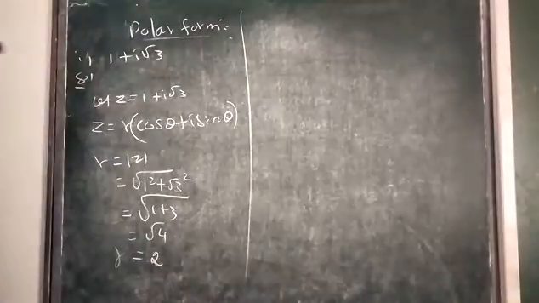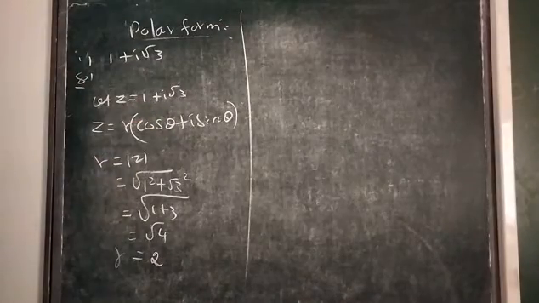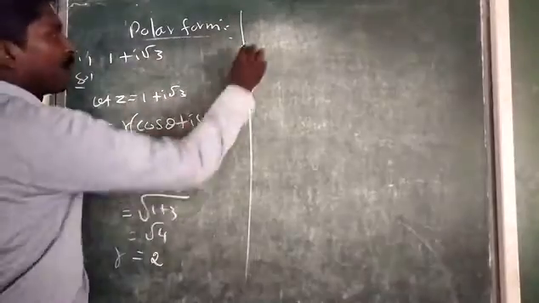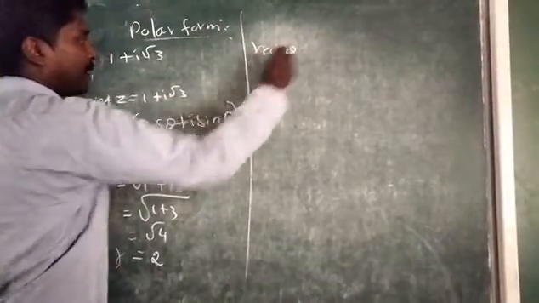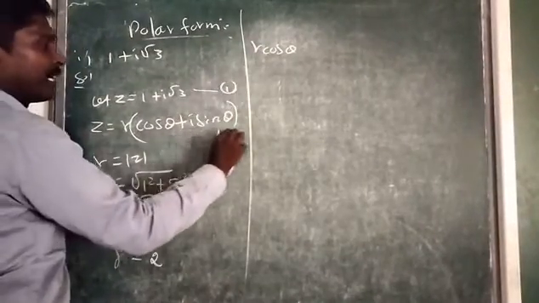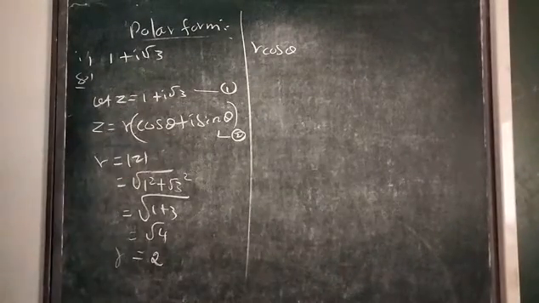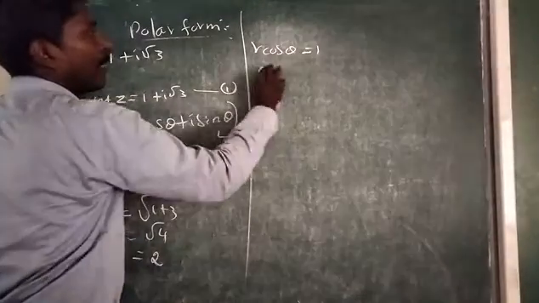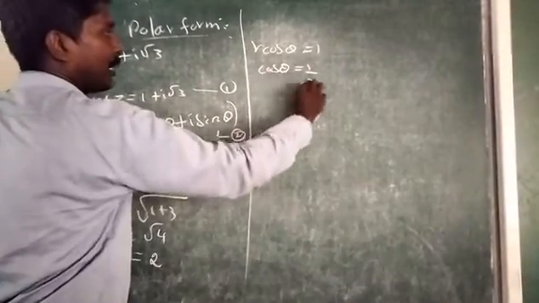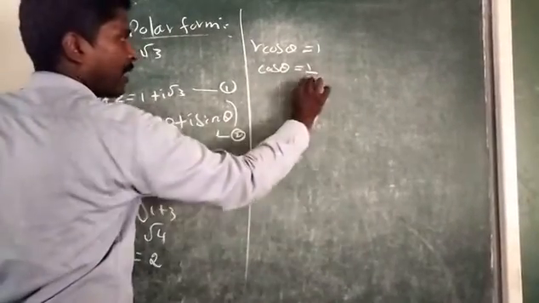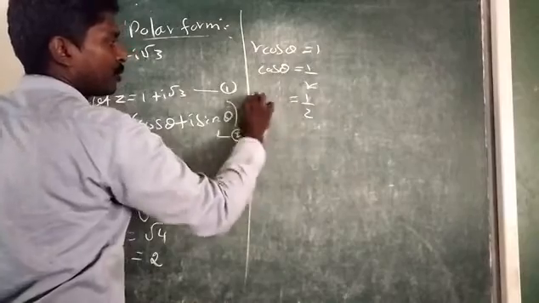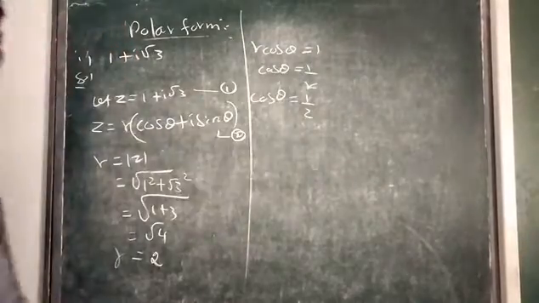Now you want to find theta. Compare these two terms. Here the real value is 1, and in the polar form the real value is r cos theta. So r cos theta equals 1. Then cos theta equals 1 by r, and r has the value 2. So cos theta equals 1 by 2.